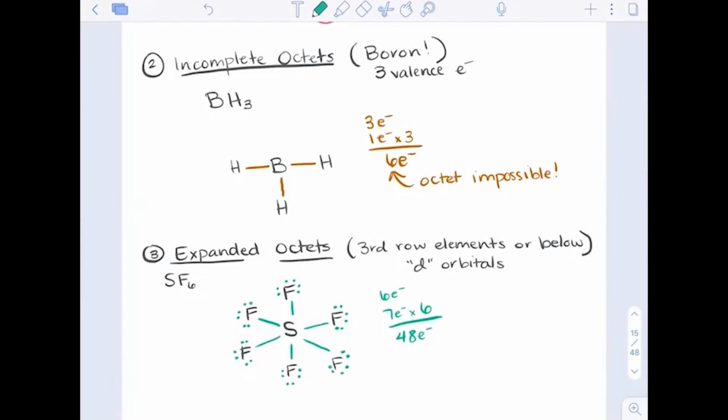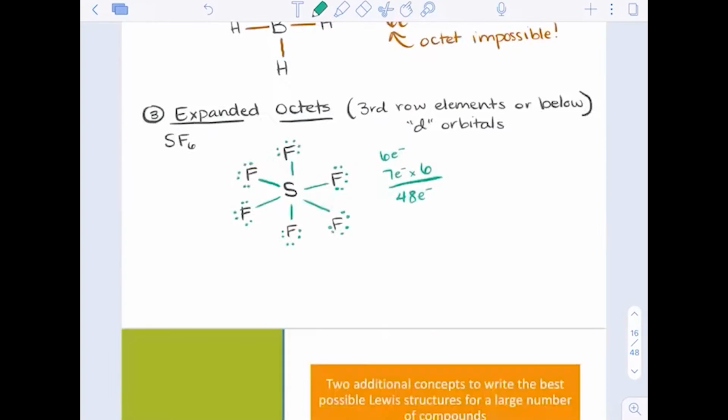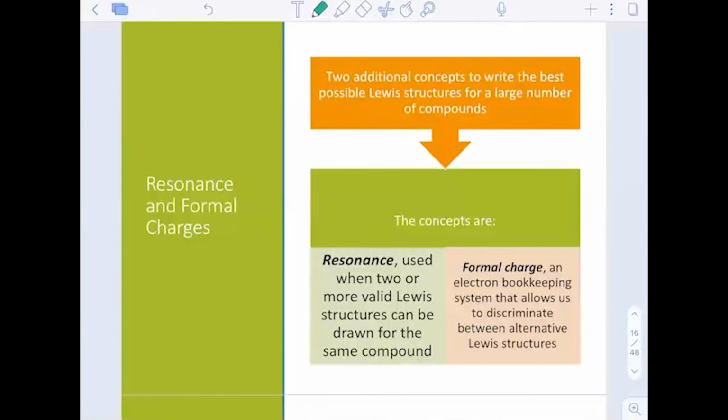Incomplete and expanded octets still work simply because when we look at the resulting structure, we get to double check with something called formal charge. Resonance and formal charge are 2 additional concepts to write the best Lewis structure possible for a large number of compounds. Primarily the ones that have a lot of electrons, like our last one, when we get up to 48 electrons, the idea of double and triple and expanded octets becomes more readily seen.